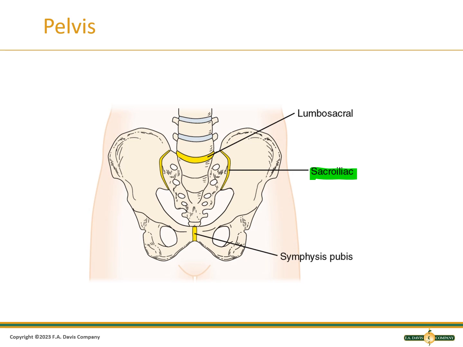The pelvis includes multiple joints that don't have a great deal of motion but do articulate and contribute to stability. So we have the lumbosacral joint between the lumbar spine and the sacrum, the sacroiliac joint between the sacrum and each of the ilium of the pelvis, and the pubic symphysis where the two pubic bones meet.